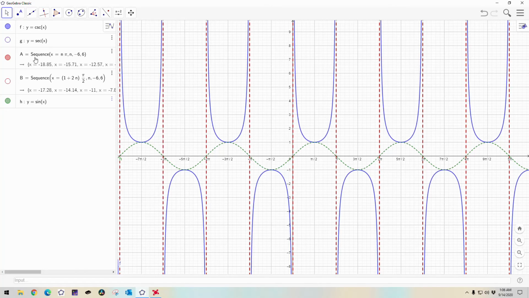And you'll notice even the way that I told GeoGebra to do the vertical asymptotes was x equals n times pi. I couldn't do all integers because GeoGebra doesn't have that concept of infinity, but I did tell it to count -6 to 6 on the ends, and you see it did actually give me these particular asymptotes.